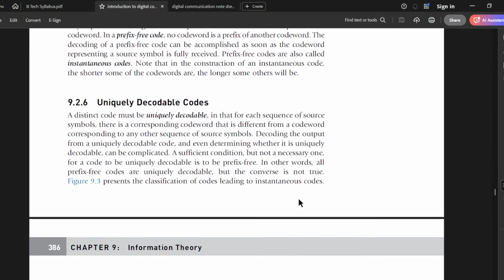Uniquely decodable codes. A distinct code must be uniquely decodable in that for each sequence of source symbols, the corresponding code word is different from the code word corresponding to any other sequence of source symbols.